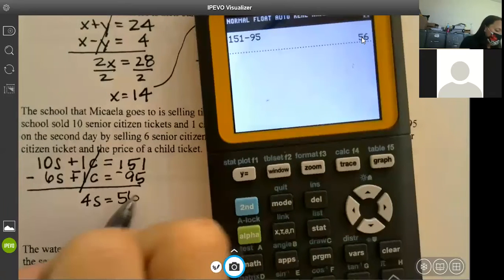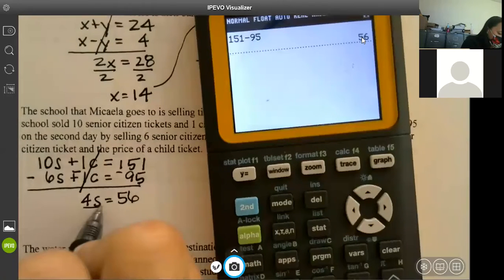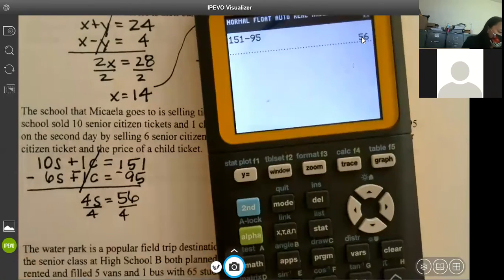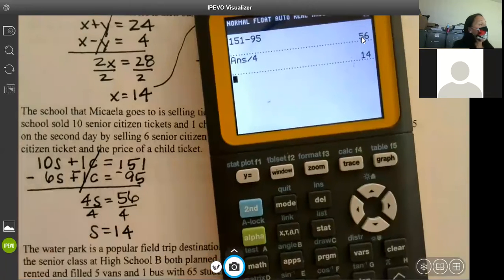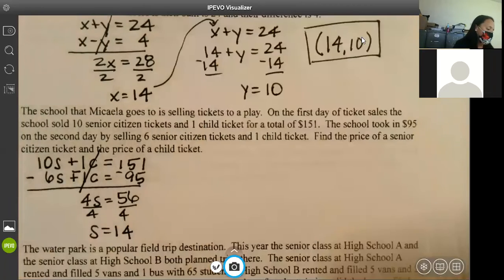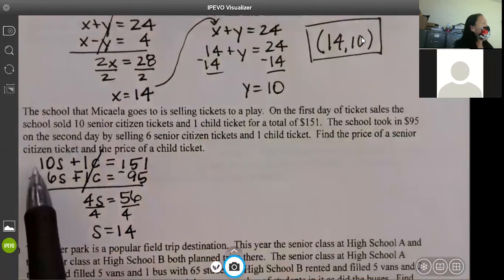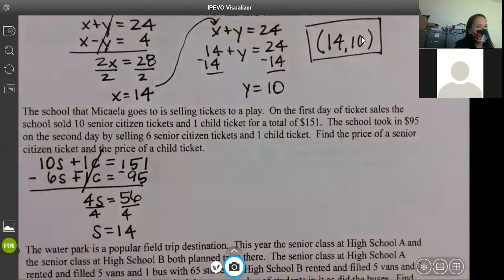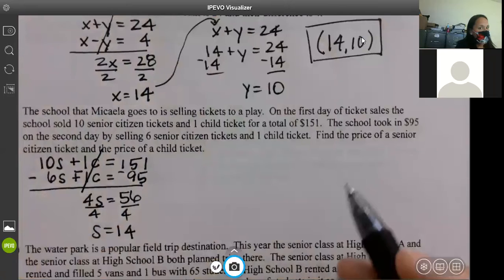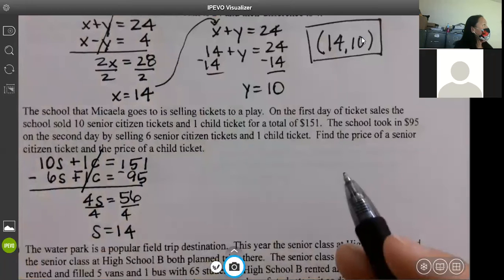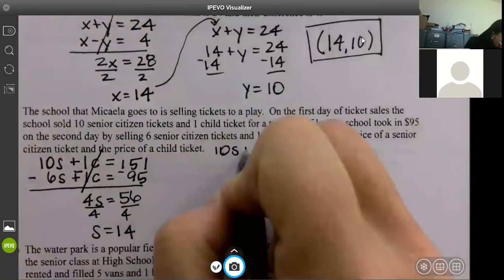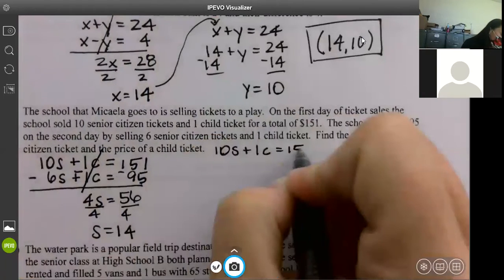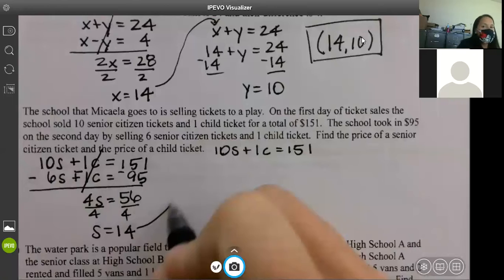How do I solve? Again, if I divide by 4, I get... So how much is a senior citizen ticket? $14. It says find the price of a senior citizen ticket and the price of a child ticket. So how do we find the child ticket? Yeah, put it into one of the other two equations. So I'm going to go with 10S plus 1C equals 151. And I'm going to put 14 in for S.